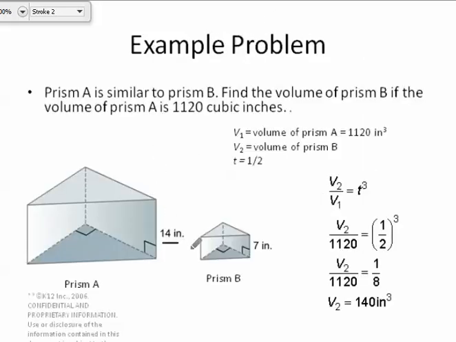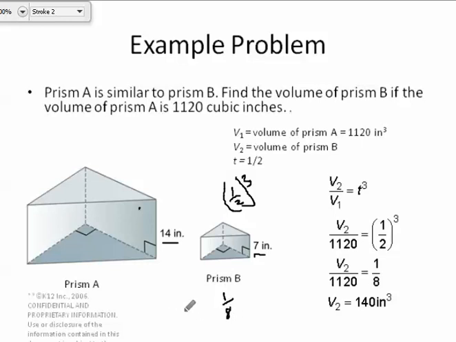So here I've got 14 and 7. I can see already, this one is 1/2 of this one. 14 divided by 7, that's 1/2. If I cube that, that means 1/2 times 1/2 times 1/2, that's 1 over 2 times 2 times 2, that's 1 over 8. This one's volume is 1/8 of the other volume.